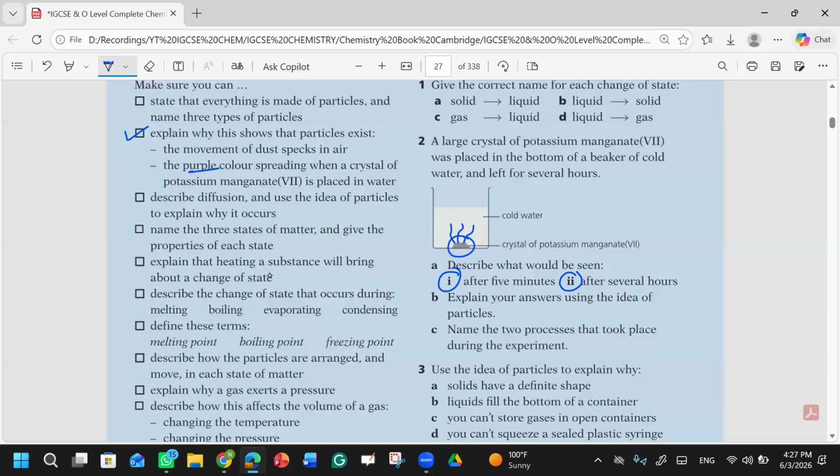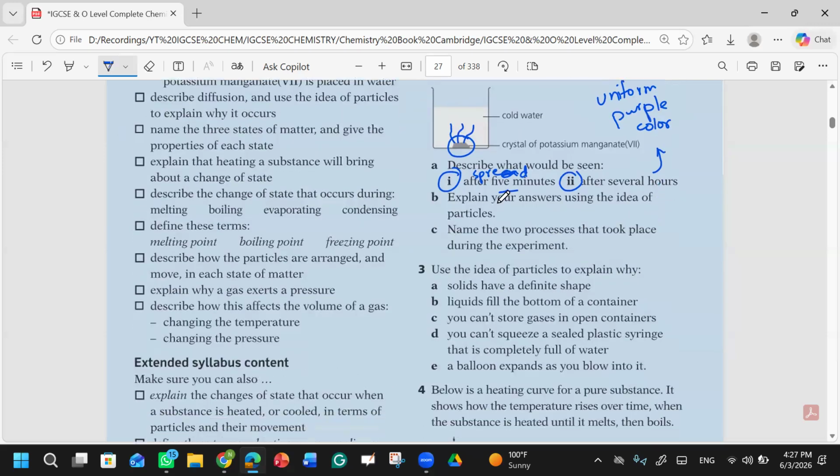So after 5 minutes your answer will be that the crystal of potassium manganate will start to spread, and after several hours there will be a uniform purple color. Clear? Okay, now in part B they are asking, explain your answer using the idea of particles.